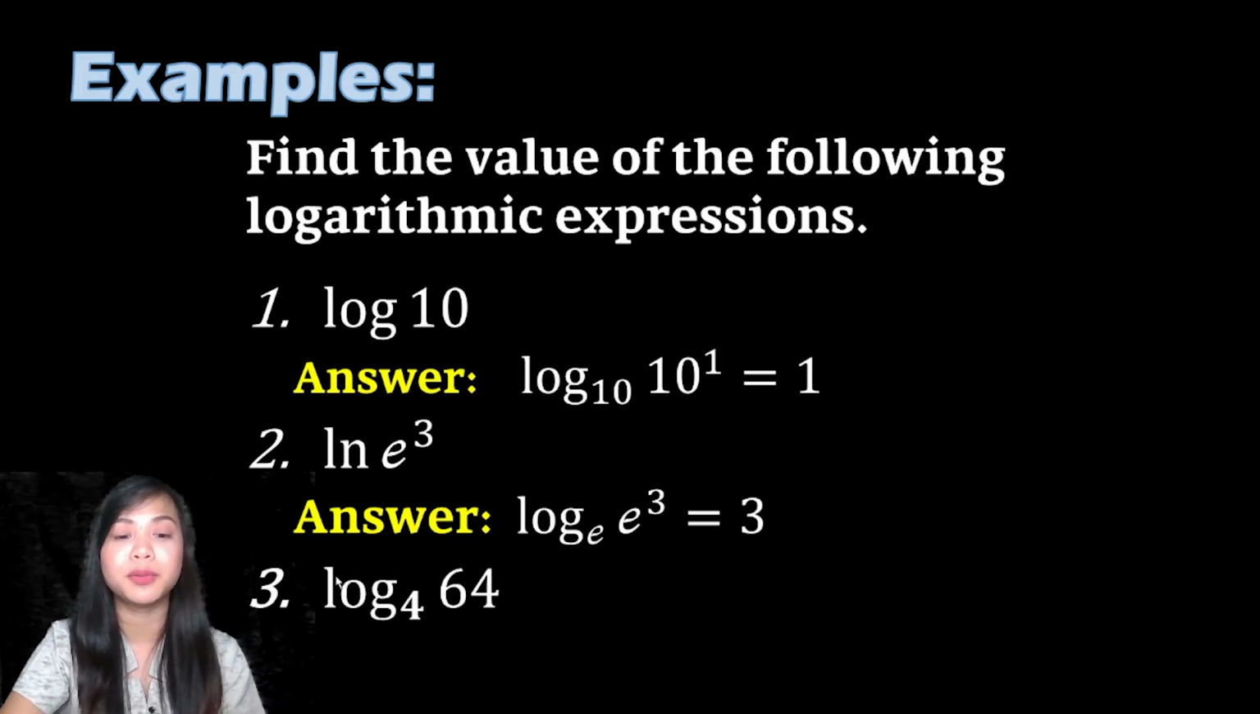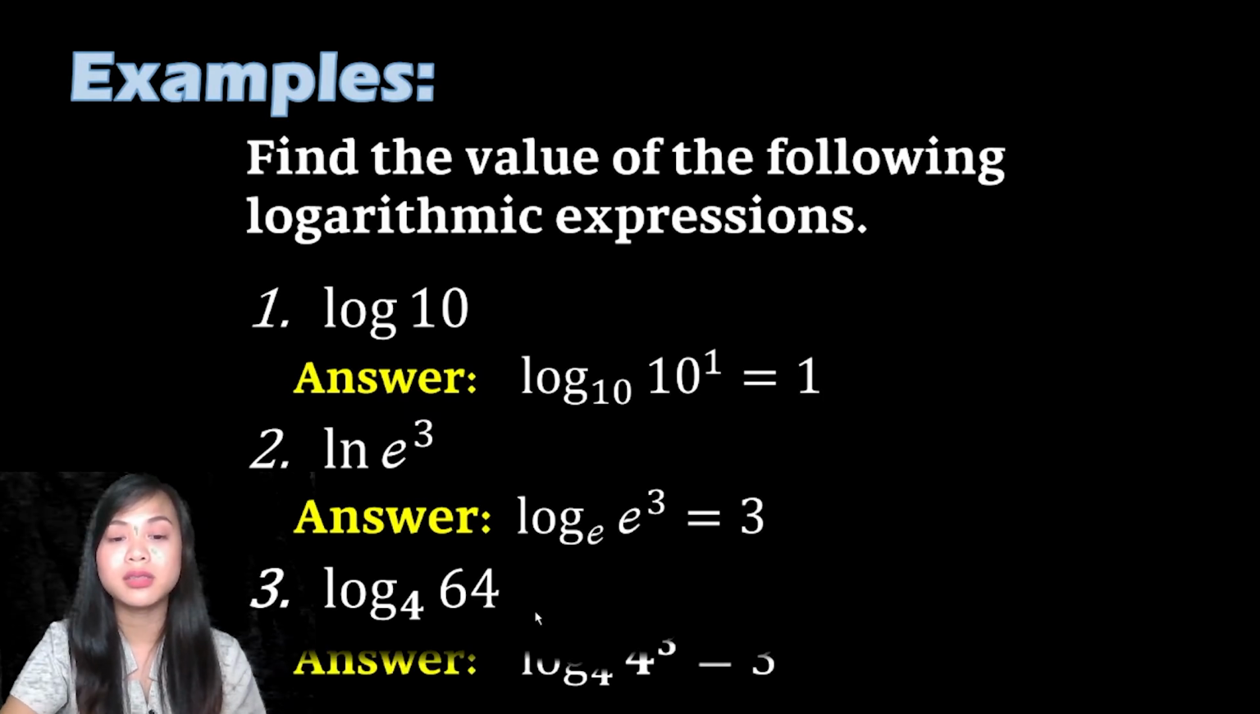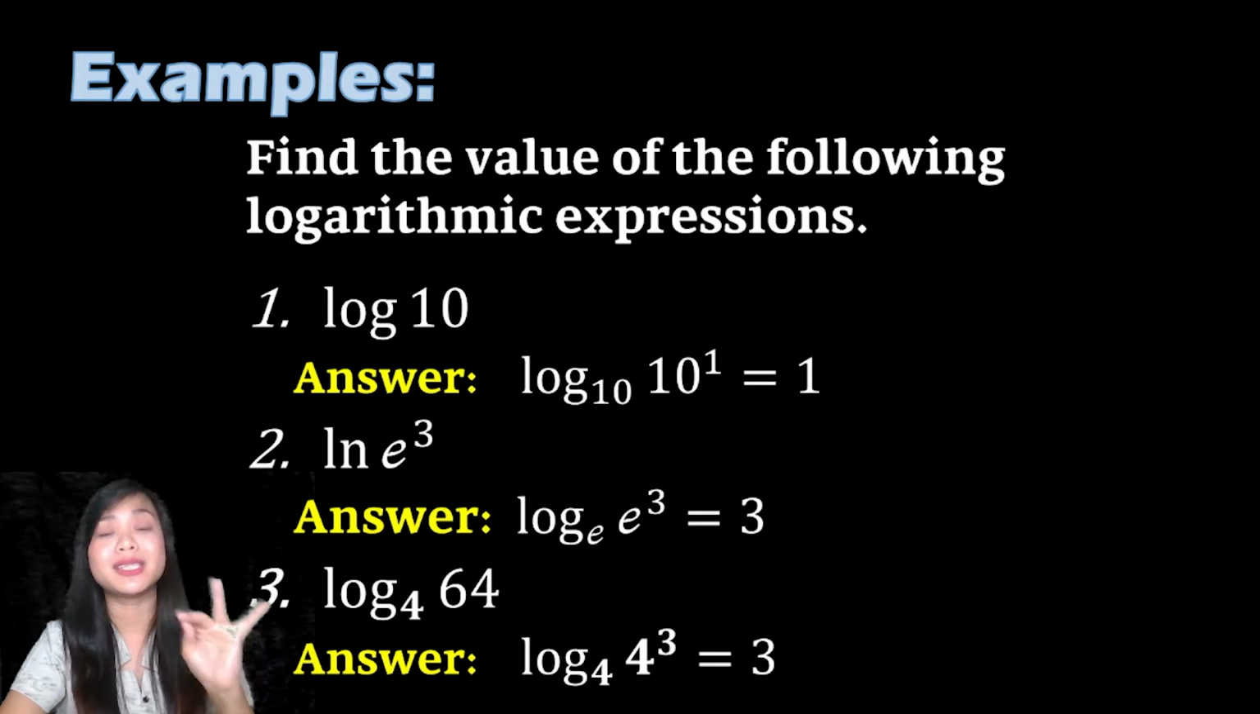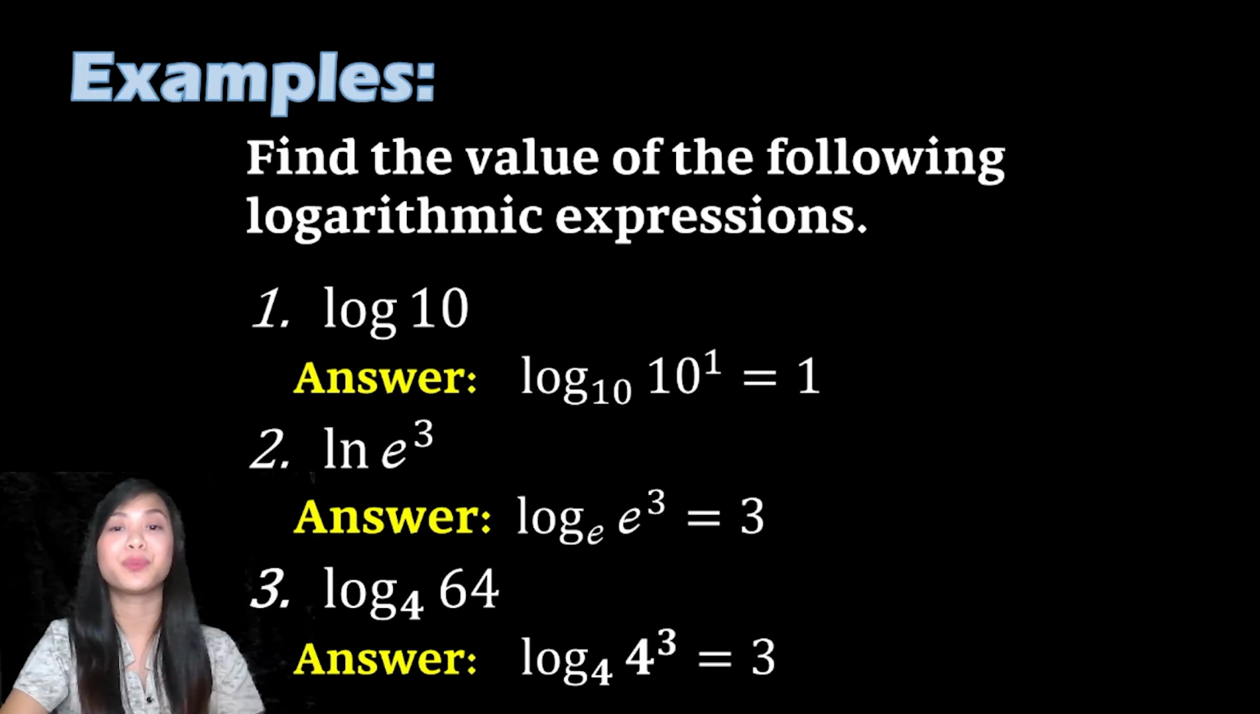And the last example, we have log base 4 of 64. We need to find the exponent of the 4 that will be equal to 64. The answer is 3, since 64 is the same as 4 raised to 3. So the exponent is 3. 4 times 4 is 16, and 16 times 4 is equal to 64.